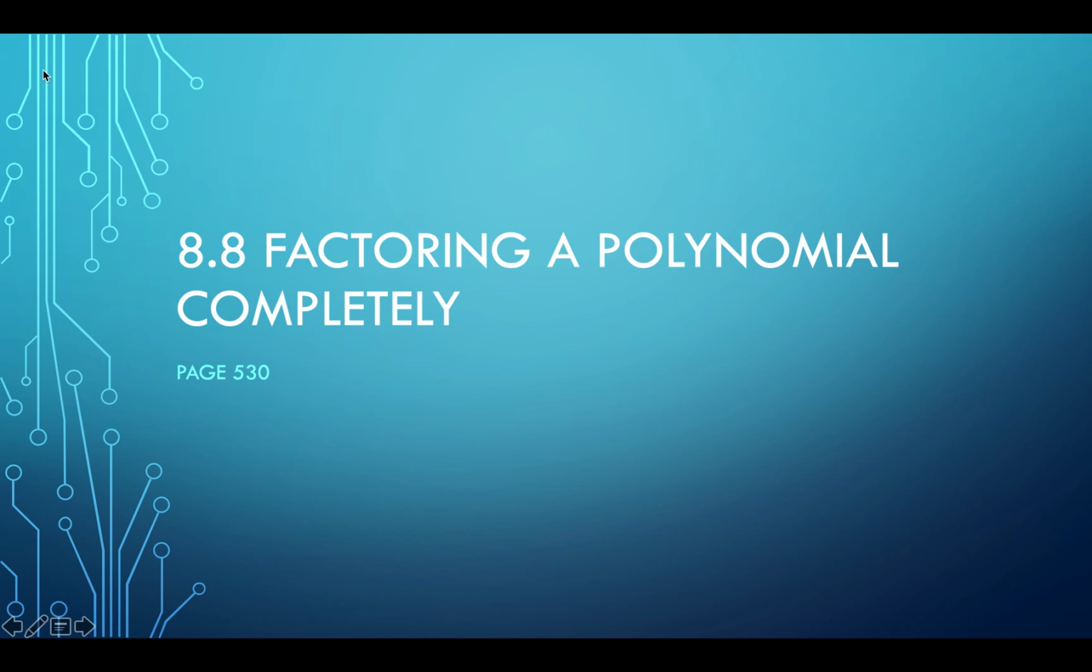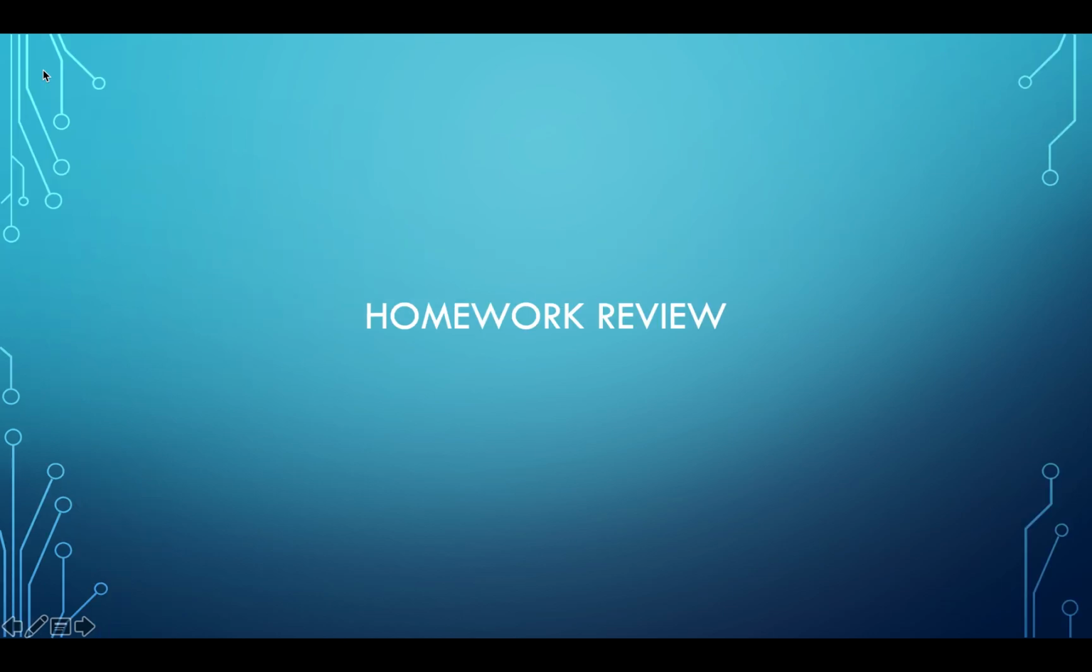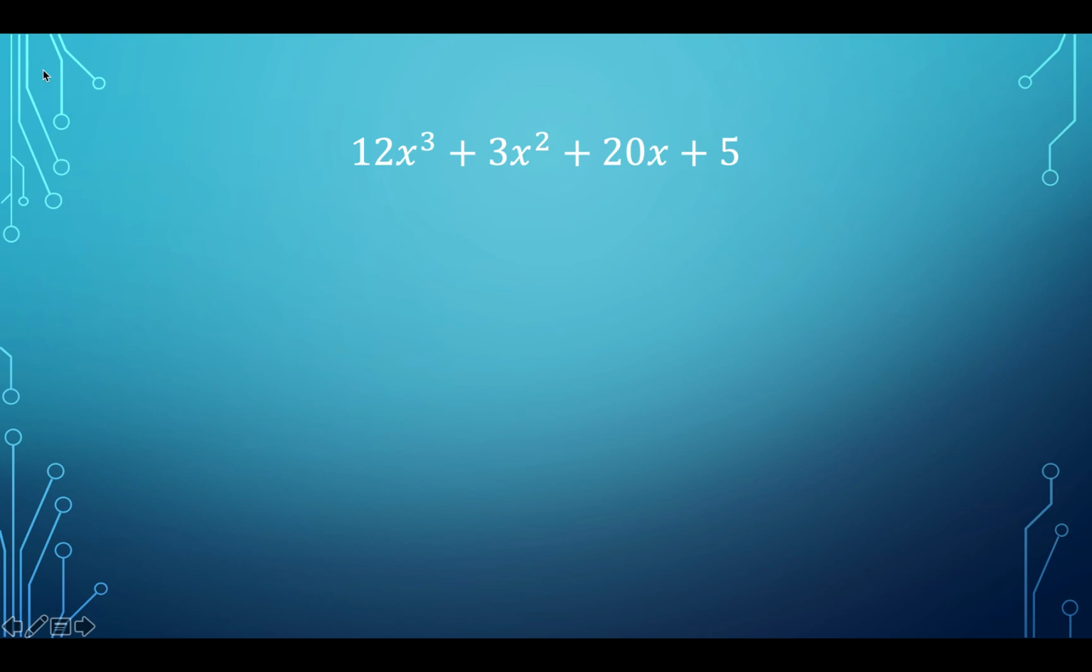Hi everyone, so today we're going to be working on Chapter 8, Section 8, Factoring a Polynomial Completely. We are on page 530 in the textbook. So the first thing we're going to do is our homework review. Yesterday we were doing factoring by grouping.